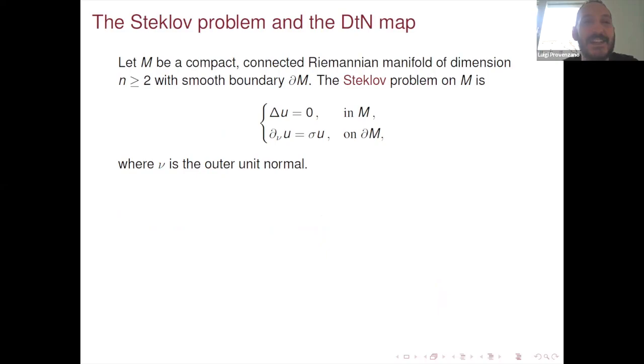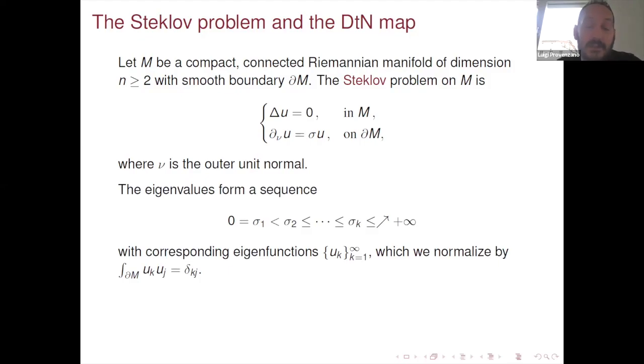me just show them. So the Steklov problem and the Dirichlet-Neumann map, which are the operators that I will be considering today. So M will be a compact connected Riemannian manifold of dimension n greater or equal than 2 with a smooth boundary. Everything will be smooth for me today. And the Steklov problem on M is finding a function u in M and a number sigma, such that u is harmonic in M and the normal derivative of u is equal to sigma u on the boundary. Nu is the outer unit normal.